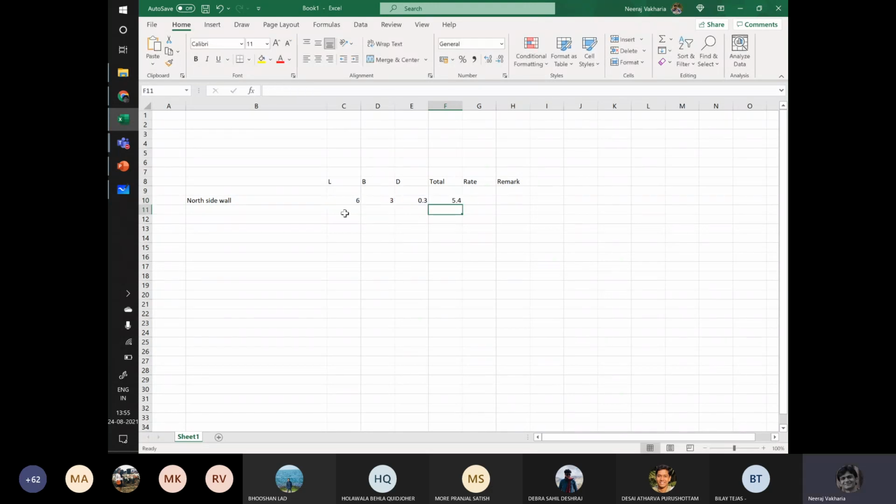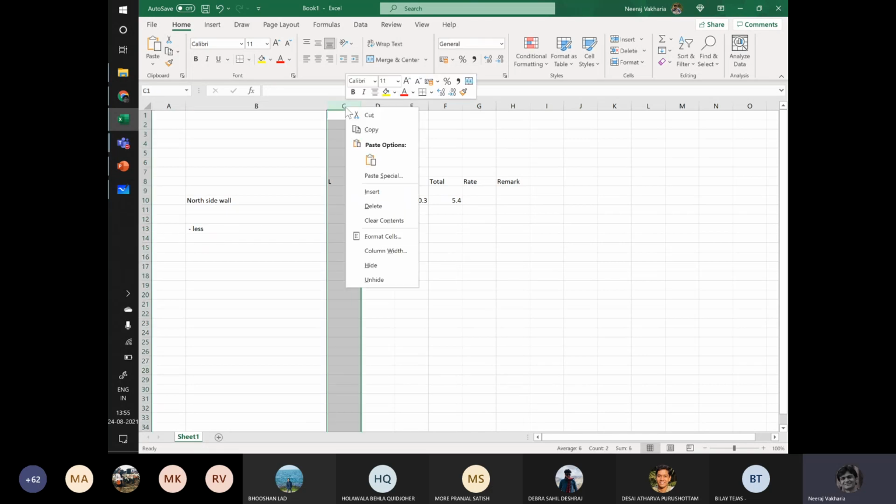So you will mention all the types of walls with all the dimensions. You will get some final volume. Then you have to reduce all the doors and windows. So you have to write less.